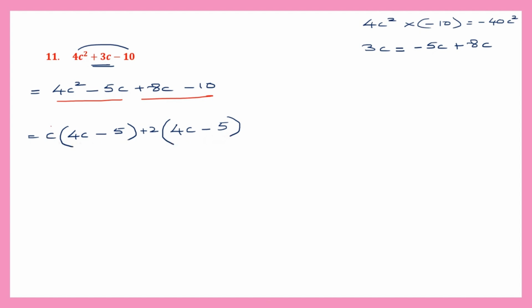So first let's take this c plus 2. So let's write that as the first factor, c plus 2, and the other one is 4c minus 5. So this is our answer, c plus 2 and 4c minus 5.